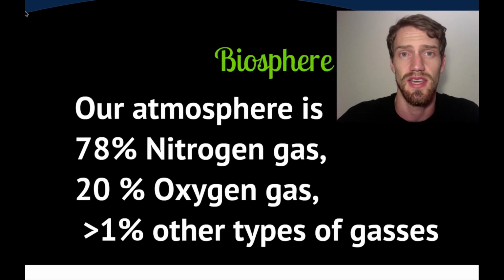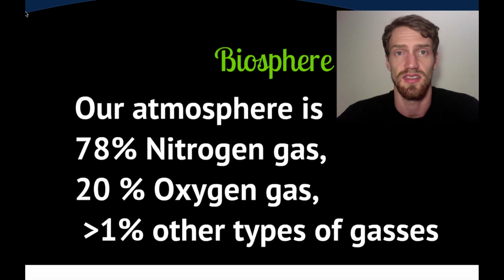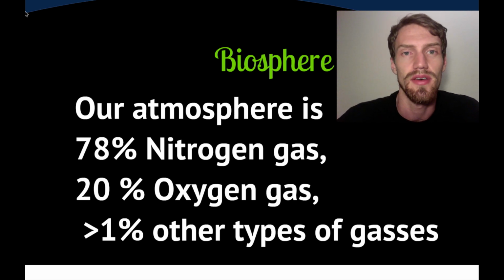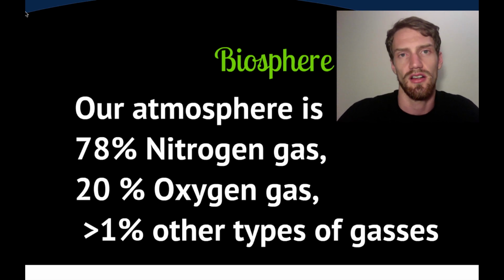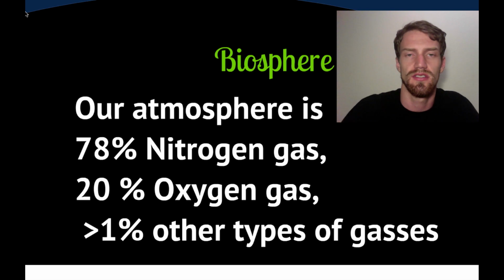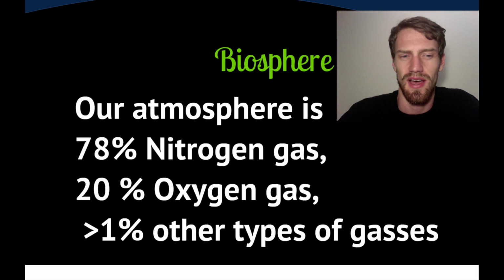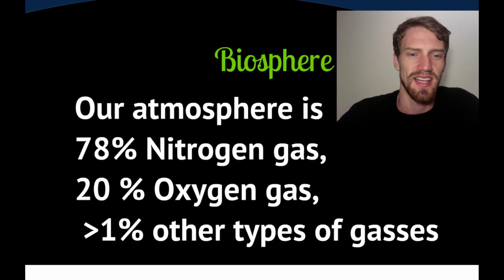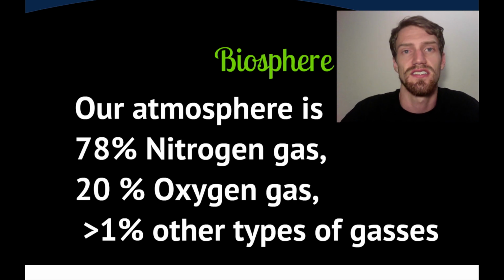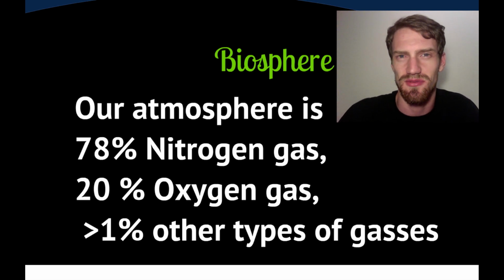The biosphere is going to be the Earth. Bio means living. Sphere is a 3D shape. And so this is the largest level you can study ecology at. And if we look at our biosphere, our atmosphere is made up about 78% of nitrogen gas. That's a great thing because nitrogen gas isn't very reactive and corrosive. 20% of it is made up of oxygen, which is also a great thing in case you're ever trying to breathe. And a little bit more than 1% is made up of other types of gases, including greenhouse gases and some rarer gases than that.